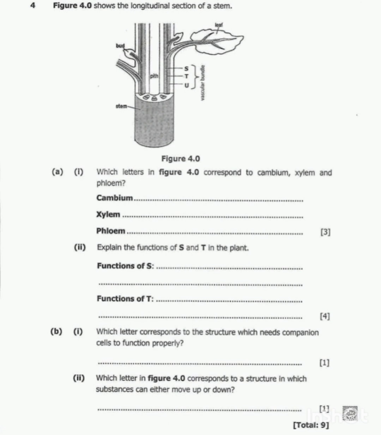Then T, which is the cambium. The function of the cambium is to carry out cell division to produce new cells, which include the xylem and the phloem.